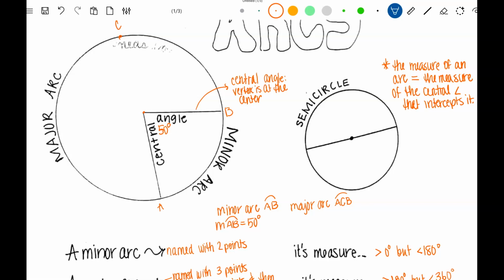Since the central angle here is 50 degrees, all the way around would be 360 degrees. If the central angle here, or the minor arc, is 50 degrees, then our major arc, the measure of arc ACB, is 360 minus 50, or 310 degrees.